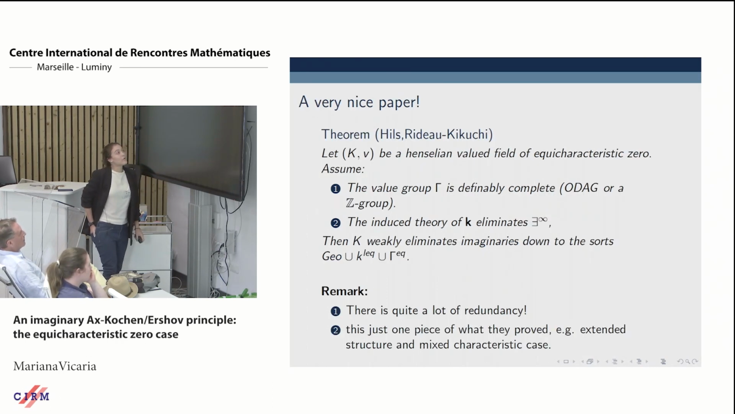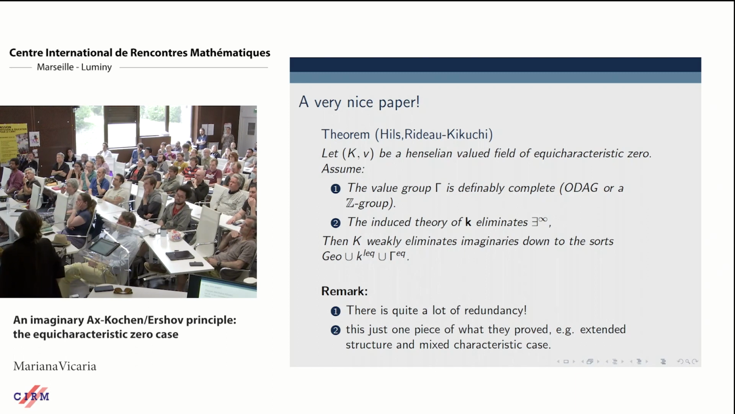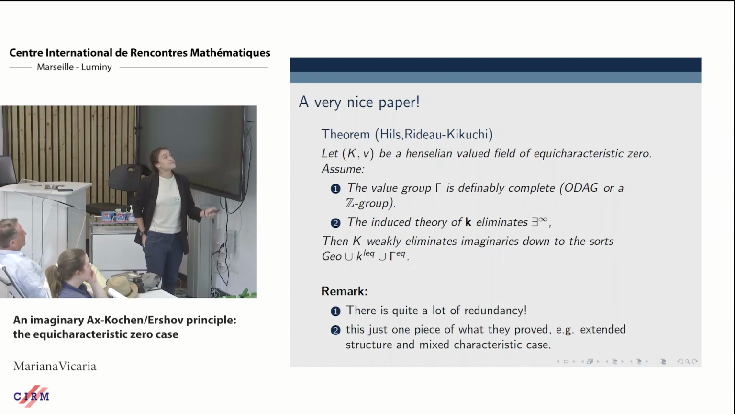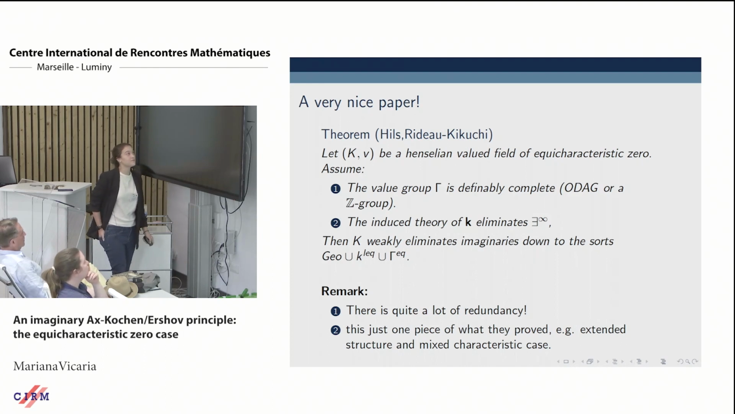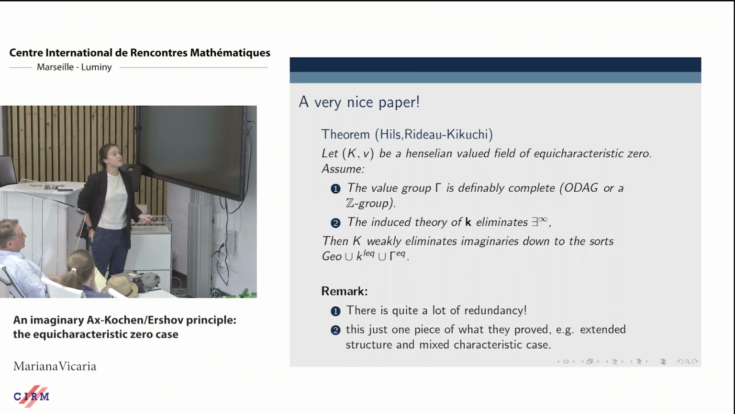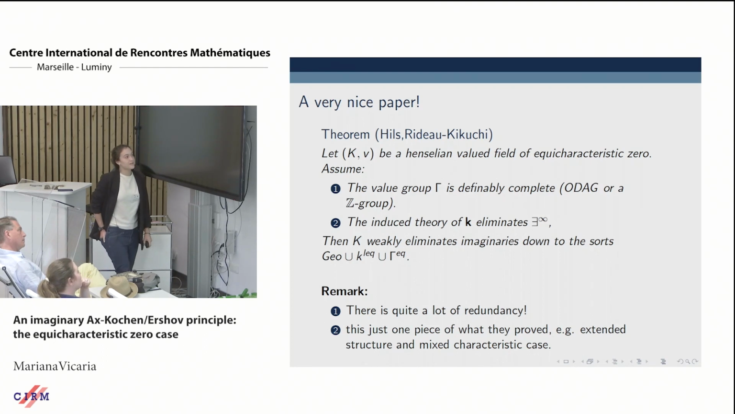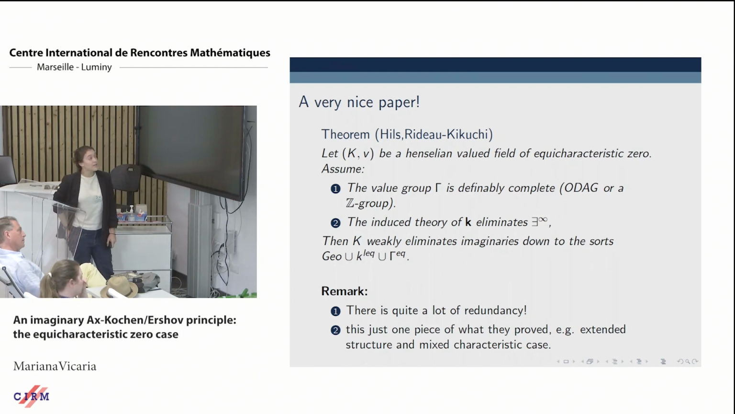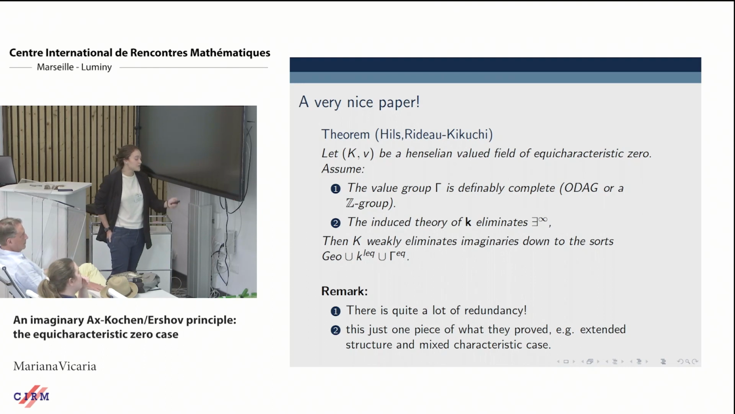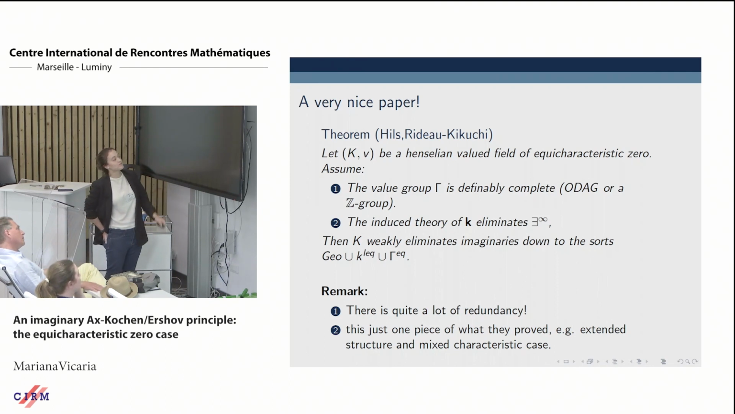So the theorem that Martin and Silvain proved was the following, and I'm giving a simplified version. In essence, let's say that you start with a Henselian valued field of equicharacteristic 0, and you assume the value group to be definably complete. Again, this includes only two theories, those that are divisible or Z-groups. And they assume that the residue field eliminates the exists-infinity quantifier. So what they obtain is that the entire Henselian valued field is going to have weak elimination of imaginaries down to the geometric sorts, the classical geometric sorts from ACVF, the linear sorts into the residue field, and the entire EQ extension of the value group.